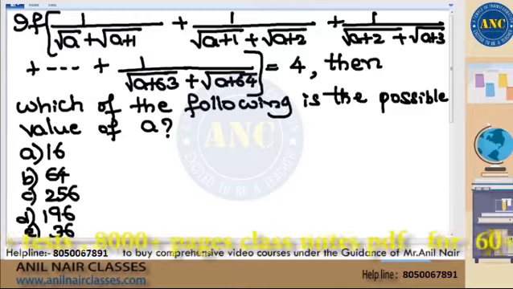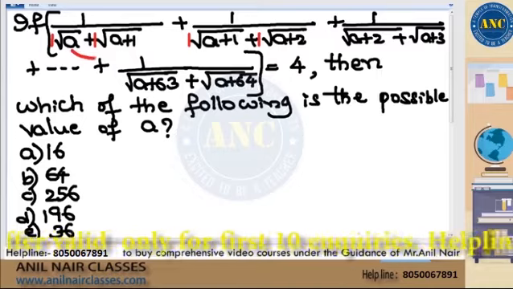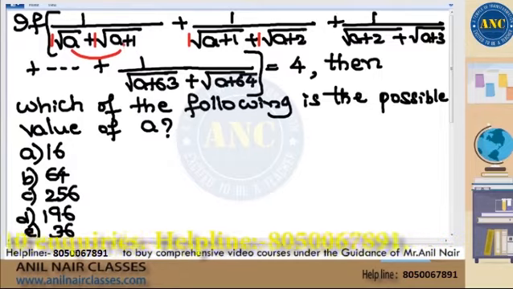Now listen to this carefully, sir. Same logic, can I use it once again? Definitely yes. Can I say it is 1 by root a plus root a plus 1, 1 by root a plus 1 plus root a plus 2. That means the denominator will be the subtraction of these two, a plus 1 and a. What is the difference? The difference of a plus 1 and a is nothing but 1, right? So the denominator will be 1.